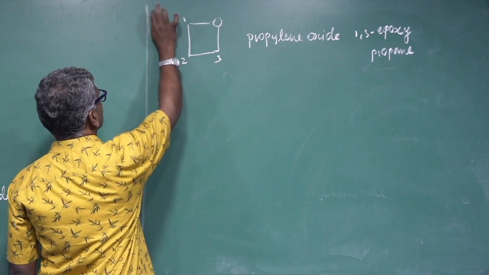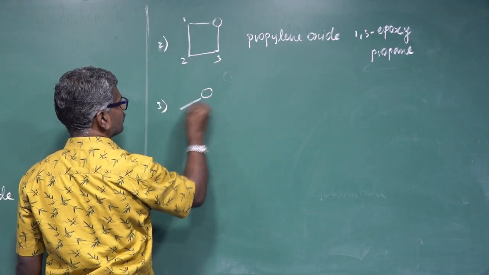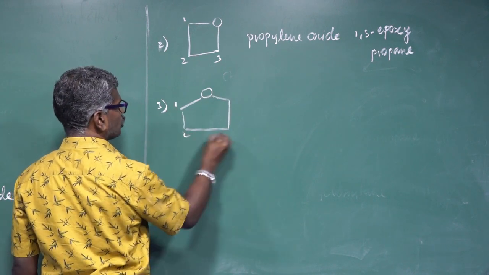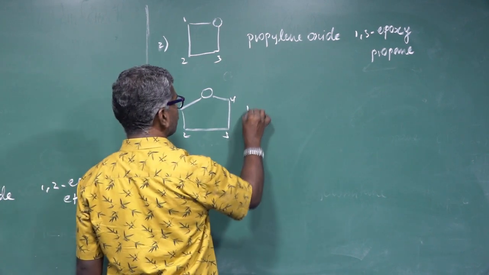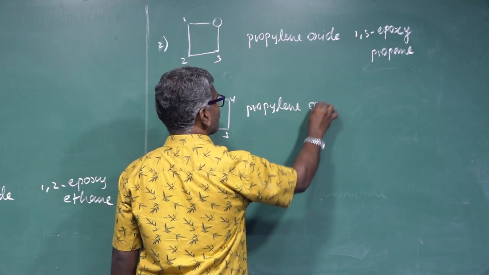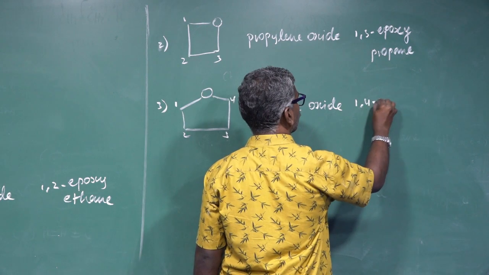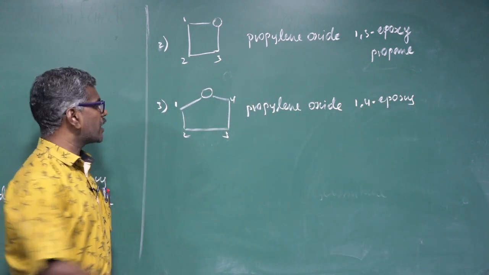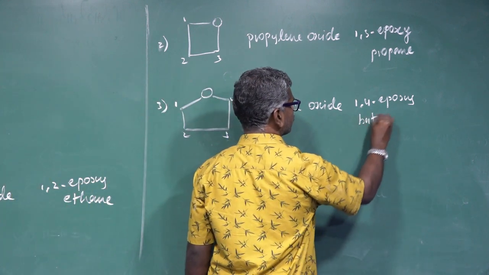Another one, this is the second one, another one is the third one. 1, 2, 3, 4. Totally 4 carbon atoms. This name, butylene oxide. IUPAC name 1,4-epoxy. Totally 1, 2, 3, 4 carbon atoms is butane.